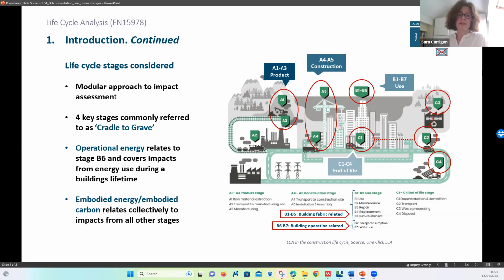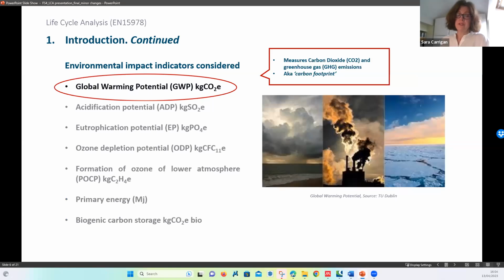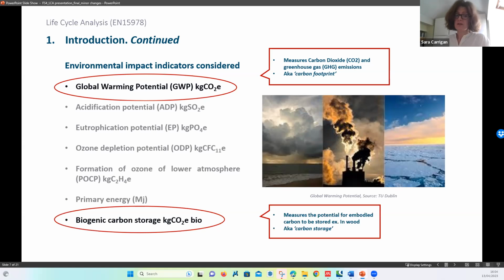So when we talk about impacts from operational energy or operational carbon, we are looking at the B6 and B7 stages, while embodied impacts from energy or carbon relate to all the other life cycle stages collectively. There are a lot of indicators used to assess environmental impacts, and the standard provides for 6 of these. In this presentation, I will focus on global warming potential, also known as the carbon footprint, and it measures carbon emissions. I will also look at biogenic carbon storage, which measures the potential for embodied carbon to be stored in materials.